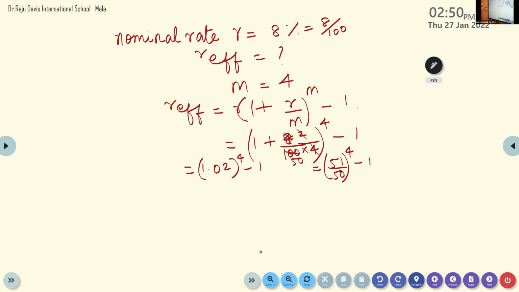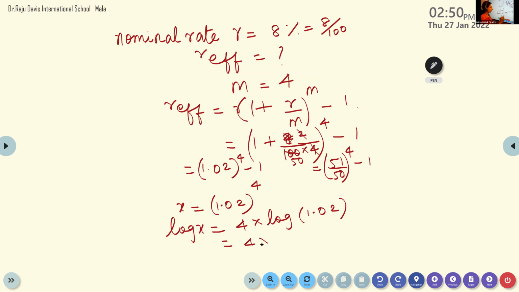1.02 whole raised to 4. You can use the logbook also, children. You can use log for calculating that. That is easy. You take x is equal to 1.02 whole raised to 4. So what is log x? 4 into log of 1.02. What is log of 1.02? Look at the log book. Keep the log book with you. Look at that log page, 1.02. 102 is 0086.